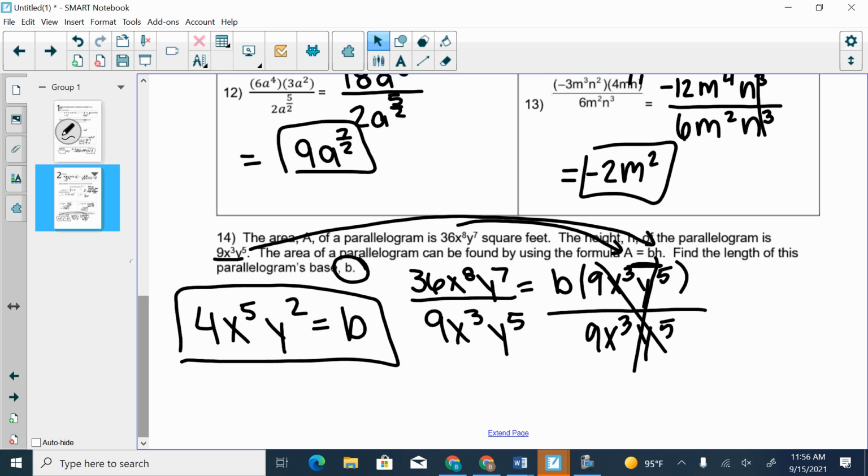All right, so if they give you something, all you have to do is plug it into the formula and solve for whatever piece they don't give you.